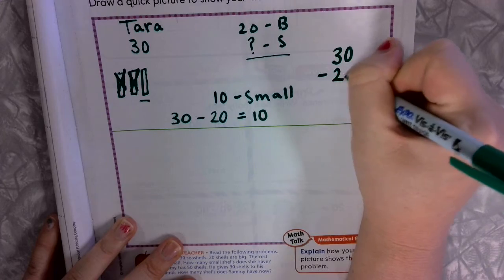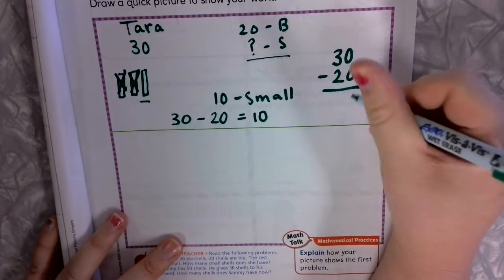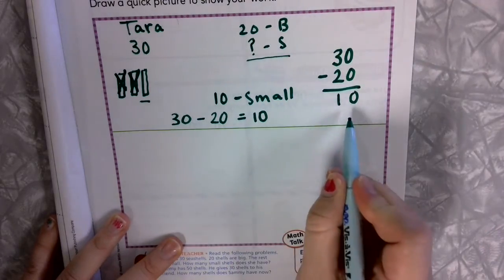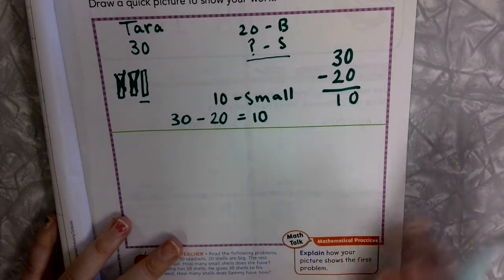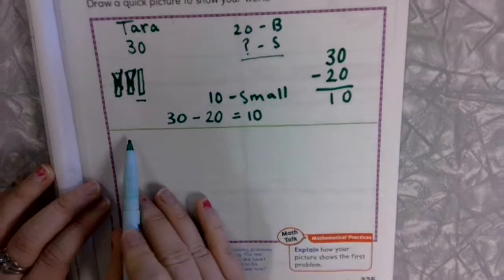Or we can stack it, which I think is easier to solve. 30 take away 20. Remember, we're going to solve one side and then the other side. So 0 take away 0, and 3 take away 2. So we get the same answer. We have 10 small shells.